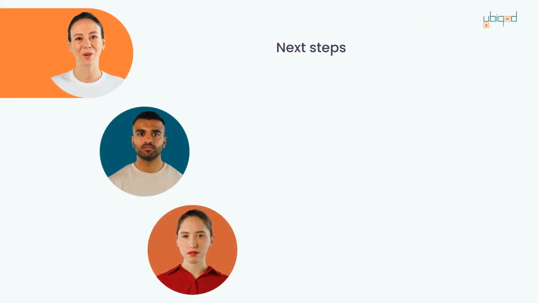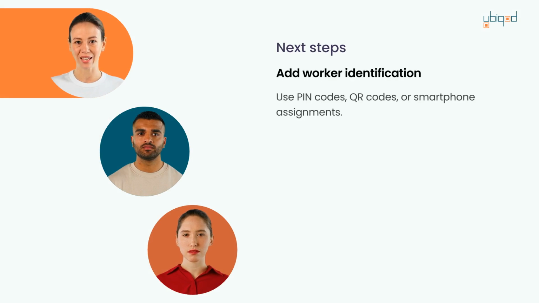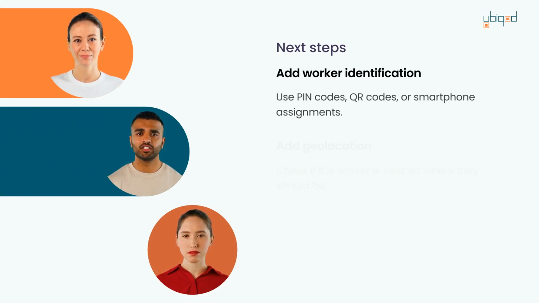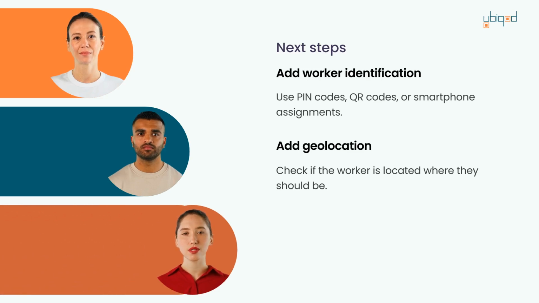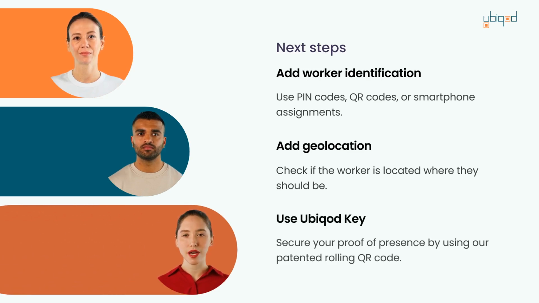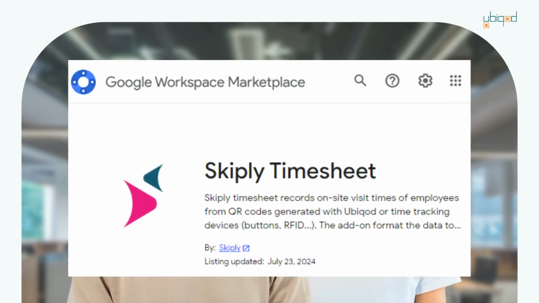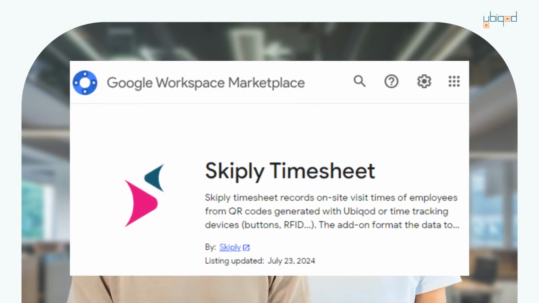Ubiqod offers many opportunities to enhance our clocking app. We can add worker identification. We can use geolocation to locate the workers in real time on a map. We can use Ubiqod Key to ensure that the workers clocked in at the correct checkpoint, even indoors. This basic example gives you a quick overview of the possibilities of Ubiqod. Check out the Skiply Timesheet app to see how far you can go with Google Sheets. You can also choose another software available in the dispatch menu, or use webhooks, make.com, or Zapier to connect any app.